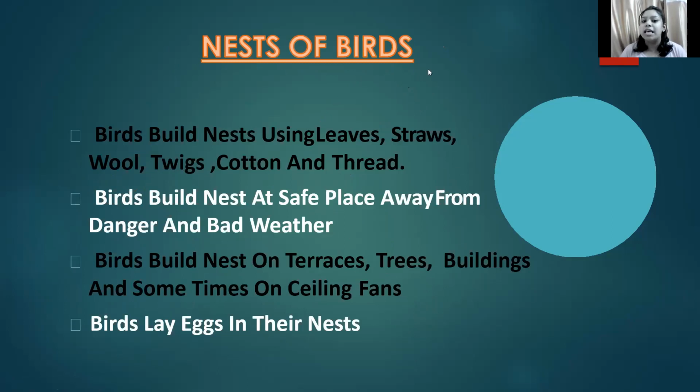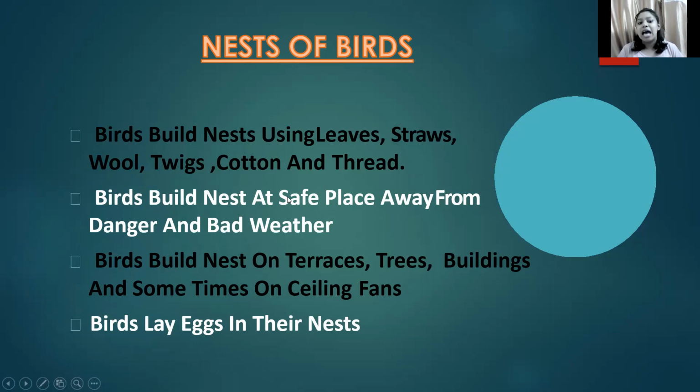Now coming to the nests of birds. Birds build nests using leaves, straws, wool, twigs, cotton and thread. Birds build their nests in a very interesting way. They use many things to make a nest. They are leaves, straws, wool, twigs, cotton and thread.